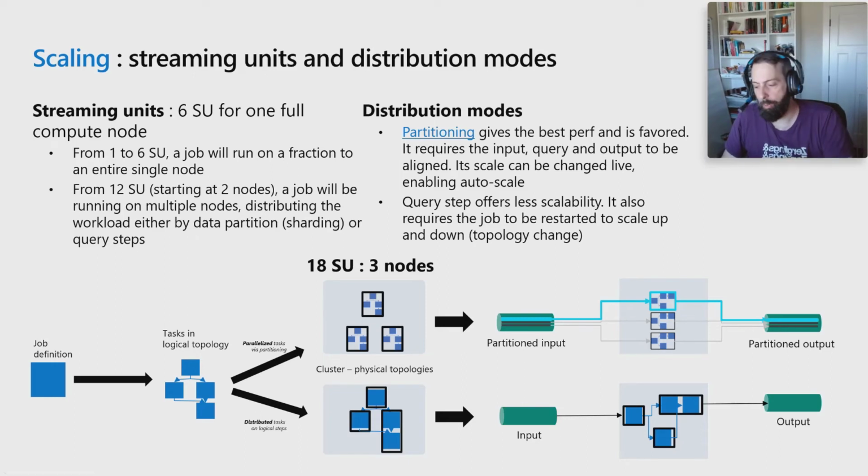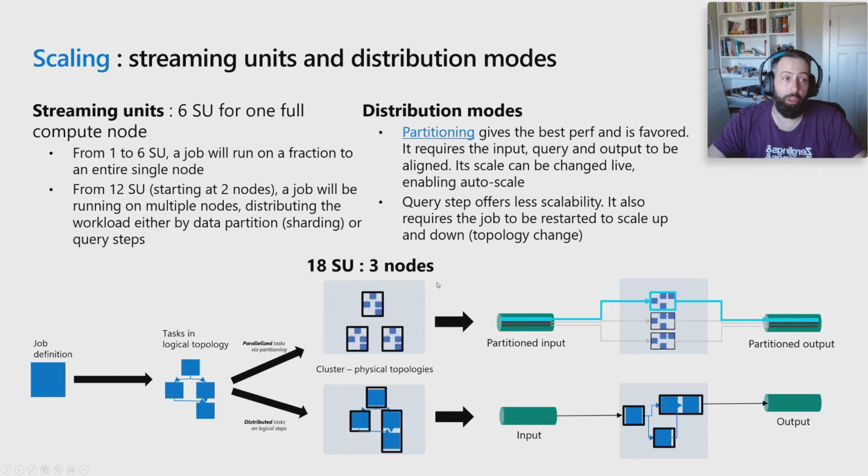We'll check that the partition count's good, the partition key is aligned, query is good, output's good, everything's aligned, check, everything's green. We can go partitioning. It's going to be like that. How you can see that is you can actually enable auto scale and you can change the scale live. You can go from 18 to 12 to 6, back to 18 to 20, whatever. You can change that scale live without stopping the job.